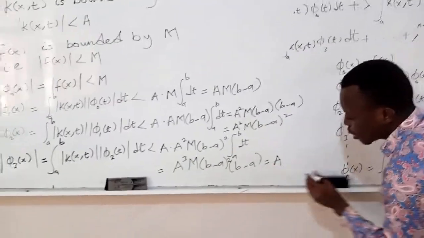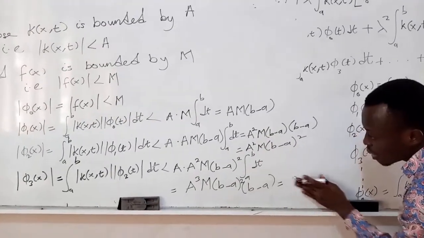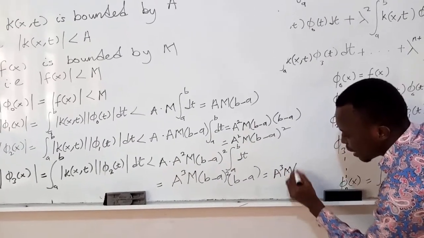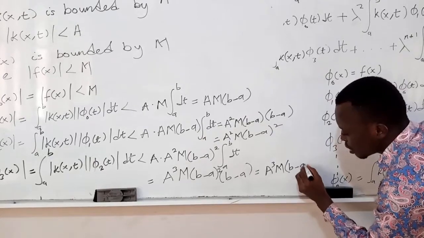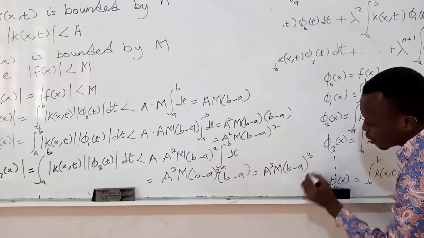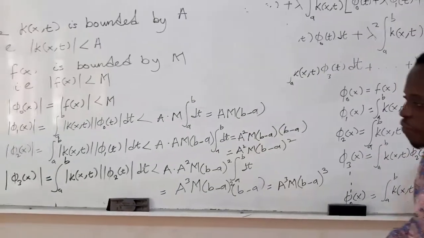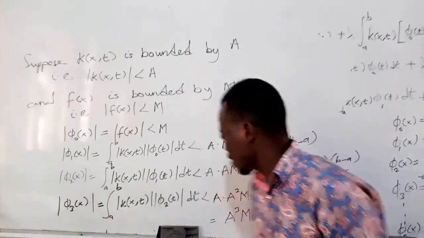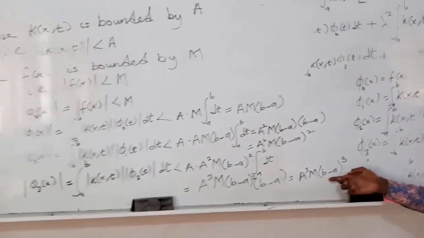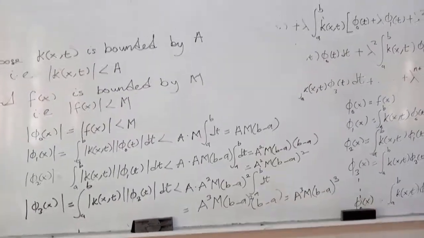equal to a cube m, bracket b minus a. So with these indices, we raise the power to 3. So phi 3 of s is bounded by a cube m, bracket b minus a raised to the power 3.